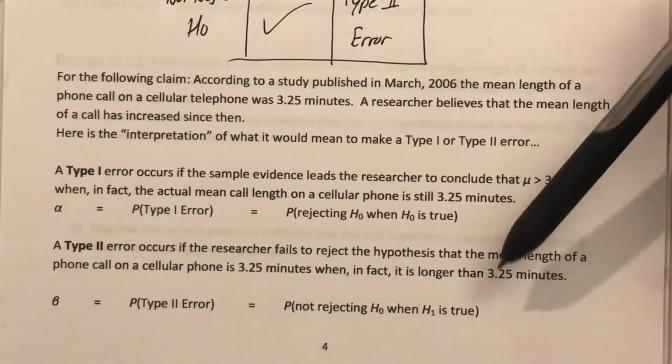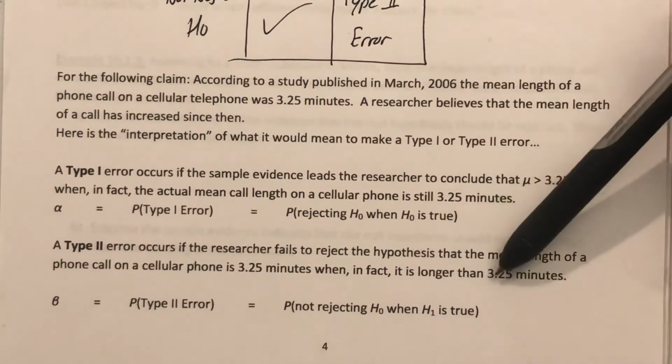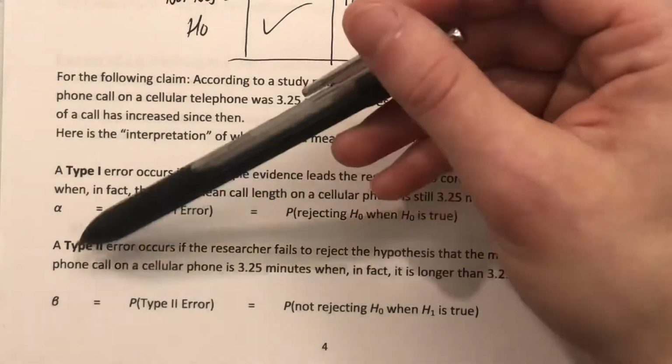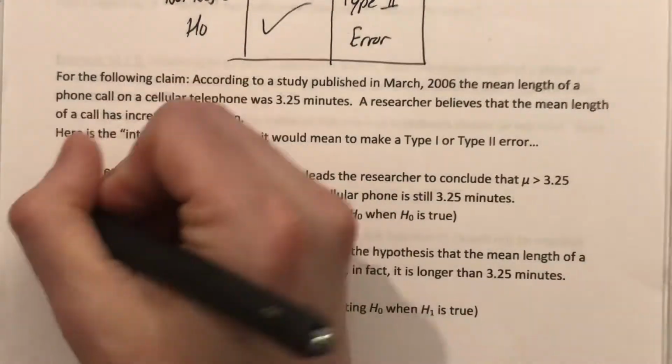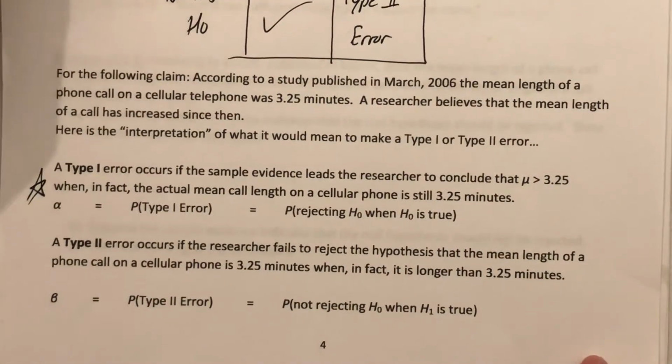The type 2 error would be if we had stuck with the mean being 3.25 when actually it was larger. That would be the other wrong decision from our hypothesis test. That would be a type 2 error. But again, we're going to focus on alpha and a type 1 error as the thing we try to limit specifically.